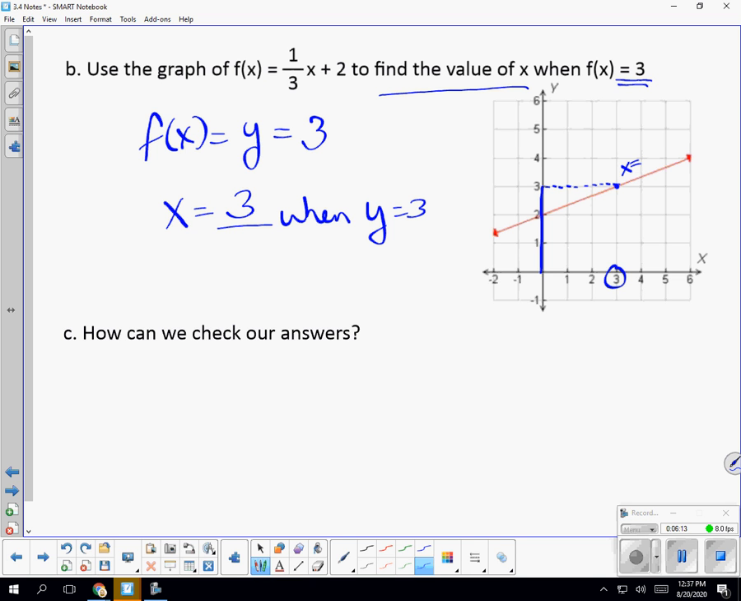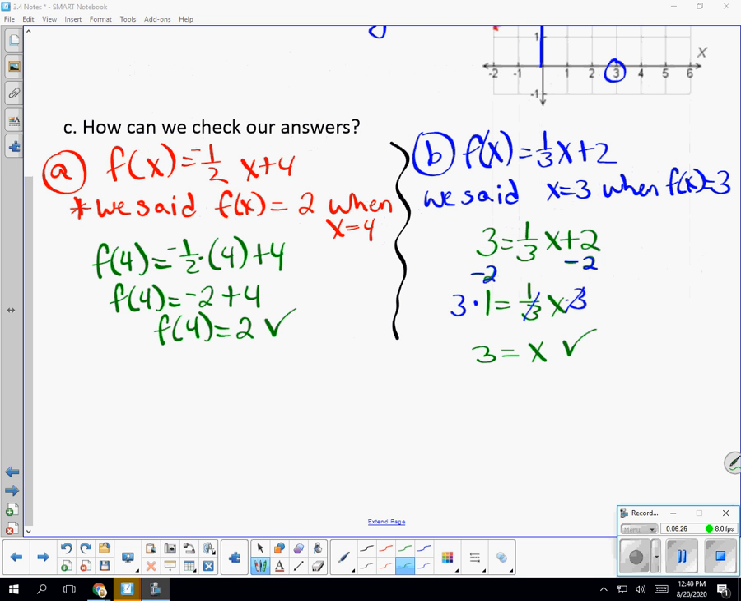Okay? How can we check our answers? Well, we can take those numbers and we can plug them in to see that it actually satisfies the equation. So let's do that real quick, and you can take a look, and I will have proven it. All right, here we go. Here's my proofs. For our first one, we said that f of x equals 2 and x equals 4. So we plugged in 4 for x here. And we found out that my y value, or my f of x, equals 2 when my x value equals 4.